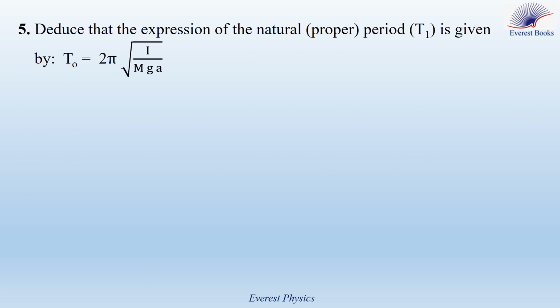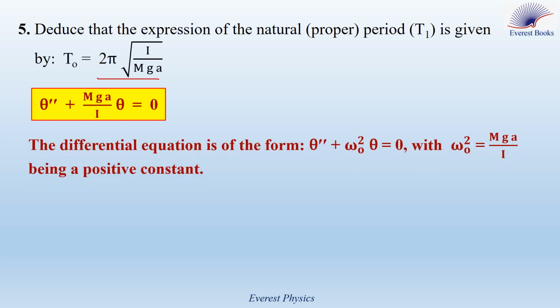Let's move to part 5. Deduce that the expression of the natural or proper period T1 is given by 2 pi times the square root of I over MGA. This is our differential equation. This differential equation is of the form theta double prime plus omega 0 squared theta is equal to 0.